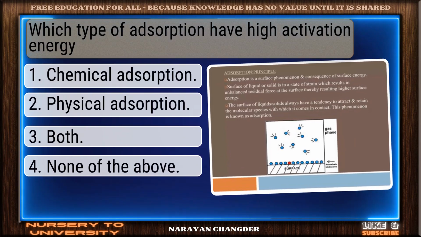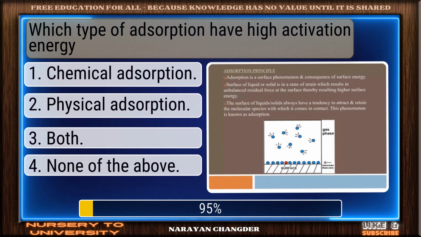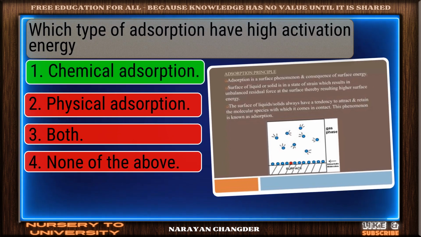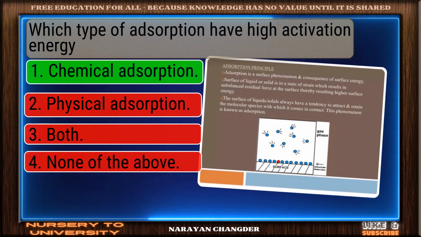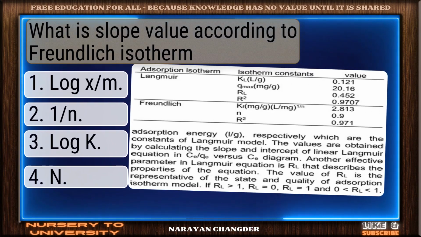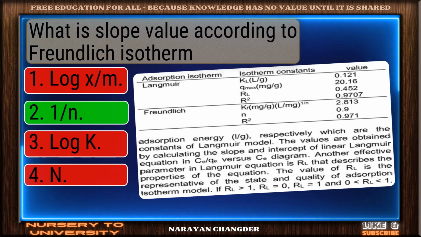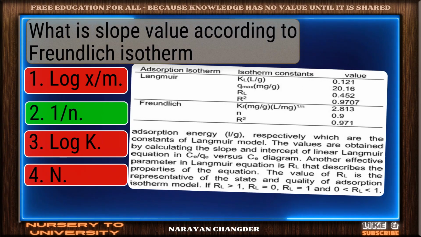Which type of adsorption has high activation energy? Great thinking. Chemical adsorption is the right choice. What is the slope value according to Freundlich isotherm? Correct. 1/n is the right answer.